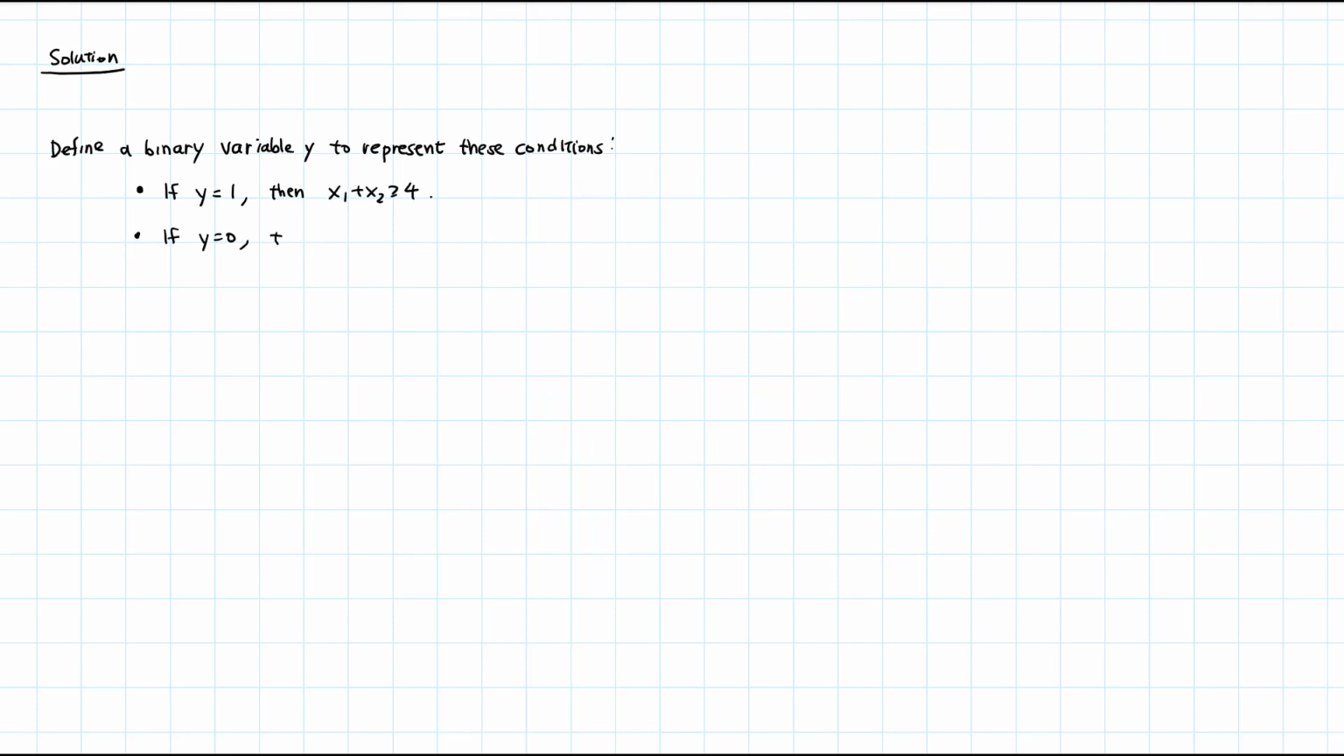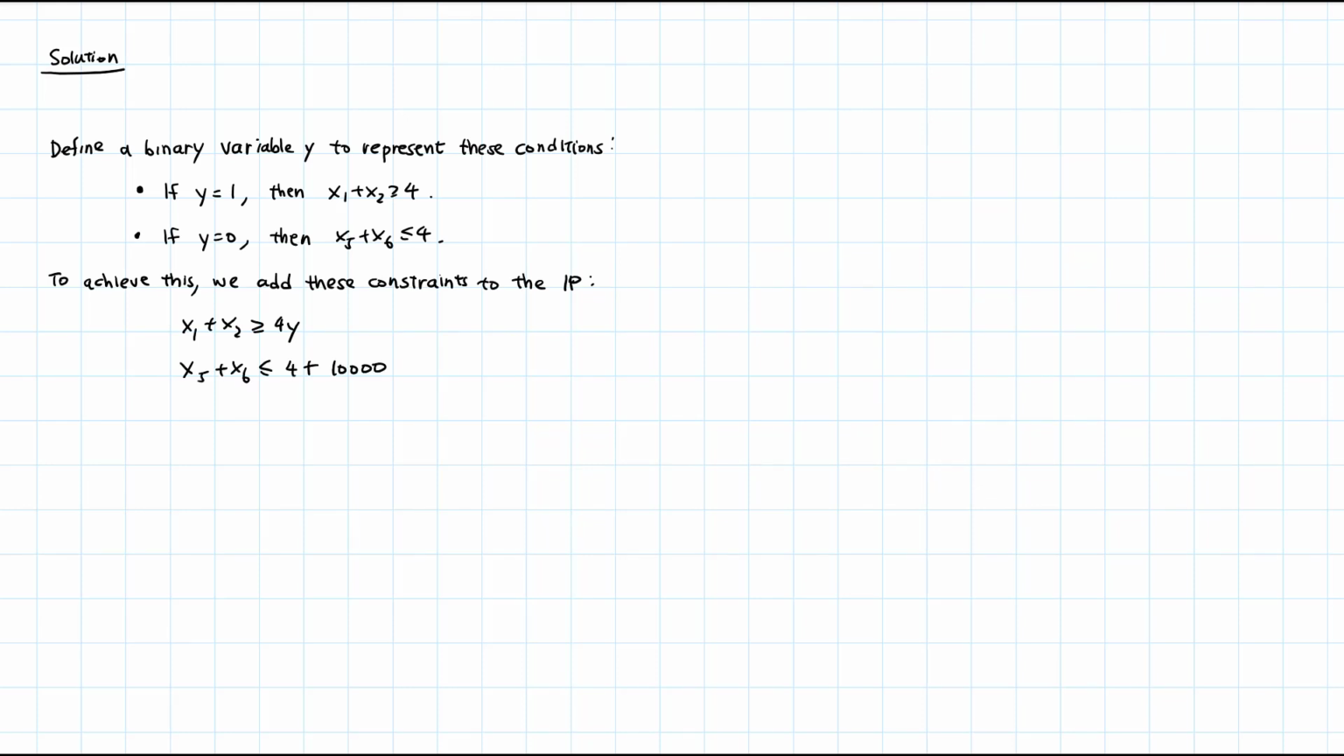Now let's write down the full solution. We defined a binary variable y to represent these conditions. If y is equal to 1, then x1 plus x2 is at least 4. If y is equal to 0, then x5 plus x6 is at most 4. To achieve this, we will add these constraints to the IP. x1 plus x2 is at least 4y, and x5 plus x6 is at most 4 plus 10,000 y, and y is either 0 or 1.